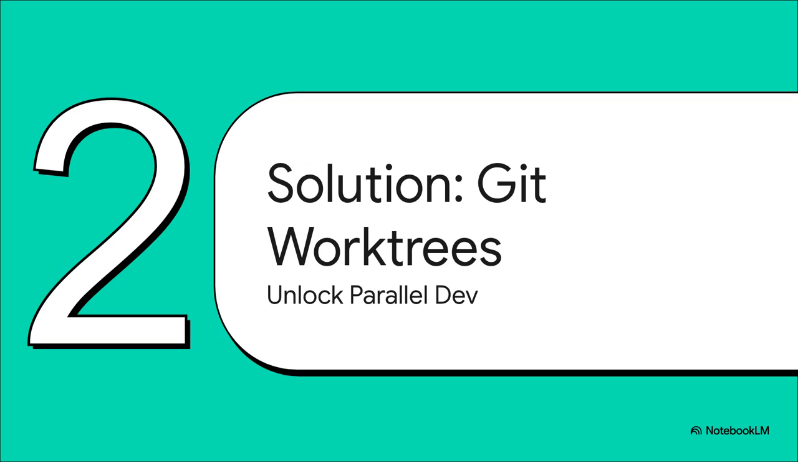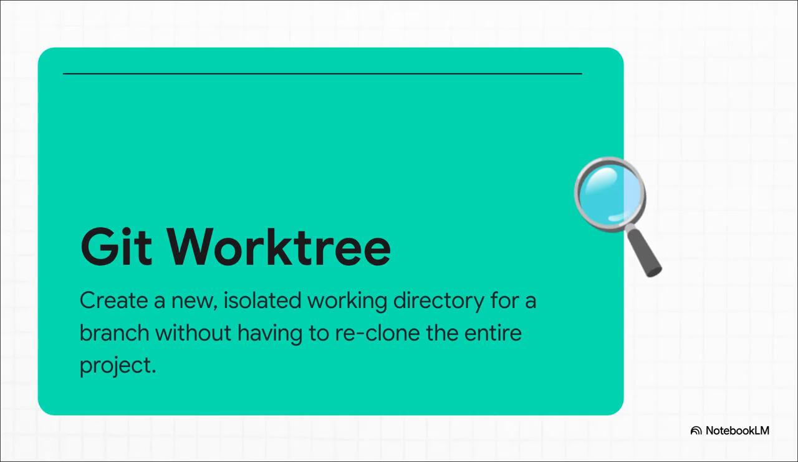So, what's the magic wand that makes this possible? Well, it's this really powerful and honestly super underused feature that's already built right into Git: Worktrees. This is the key. This is what unlocks that cleaner, parallel workflow we're all looking for. To put it simply, a Git Worktree lets you create a brand new, totally separate working directory for a different branch. You don't have to clone your entire project all over again. You just get this fresh, isolated space. And that frees you up to jump between tasks without worrying about one set of changes bleeding into another.